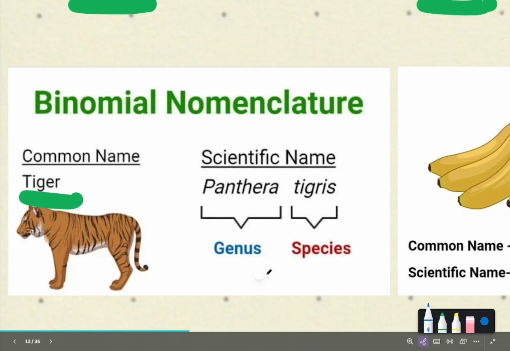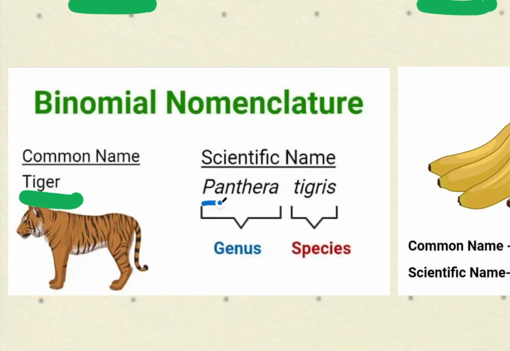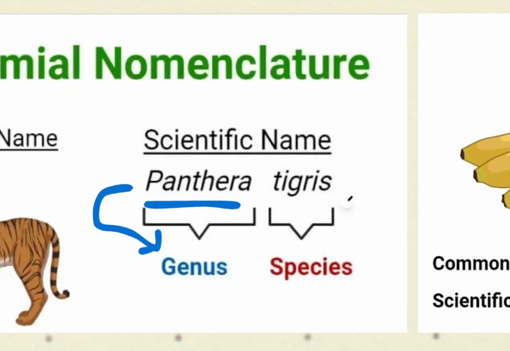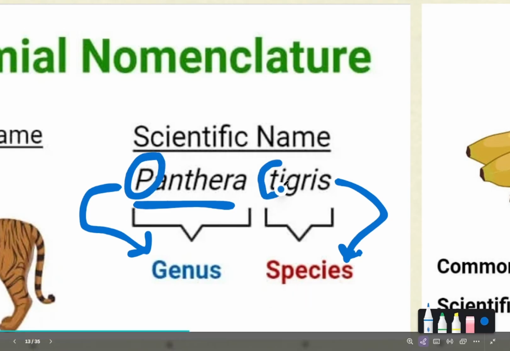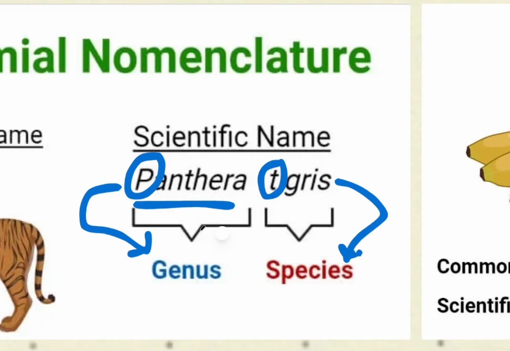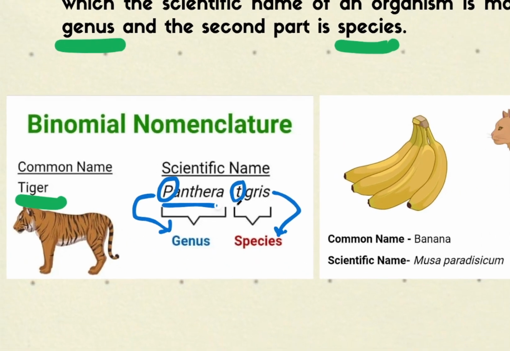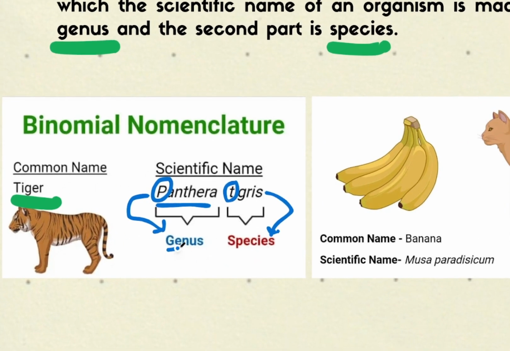In this, as you can see, the first part, Panthera, is the first part of the scientific name. So this is going to be referred to as the genus, whereas tigris is going to be referred to as the species. And notice how the genus always starts with a capital letter, and the species starts with a small letter. Important point. Also note that they are written in italics. So the scientific name is made up of a genus first and a species second.